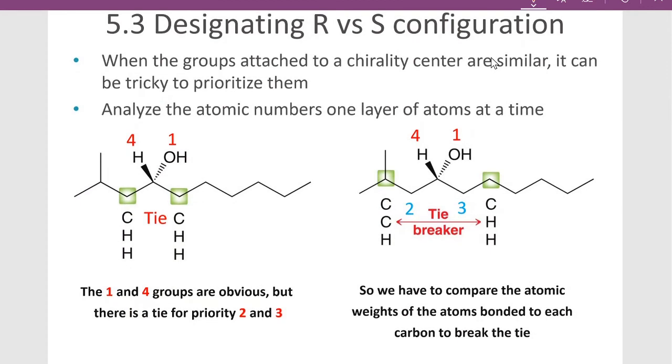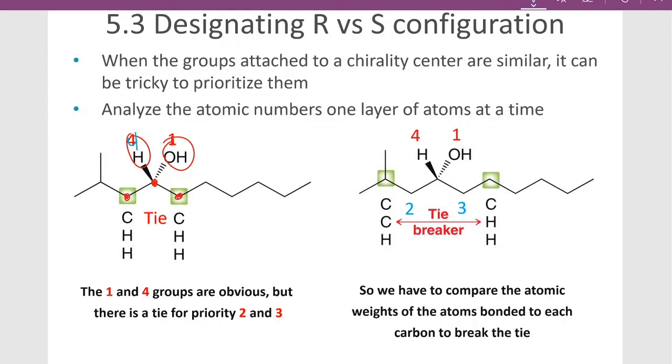Sometimes we have a lot of the same groups attached, and it could be very tricky to determine whether the molecule is R or S. As in this case, we'll have to keep moving away until we get a tiebreaker. So let me give you an example. For this chiral center here on the left, we have an OH and a hydrogen attached, and that's not a problem. But here we have carbon and carbon, so we have two of the same atom. If we consider atomic number, oxygen is going to be number 1, hydrogen is going to be number 4, but then carbon versus carbon, we can't determine that.